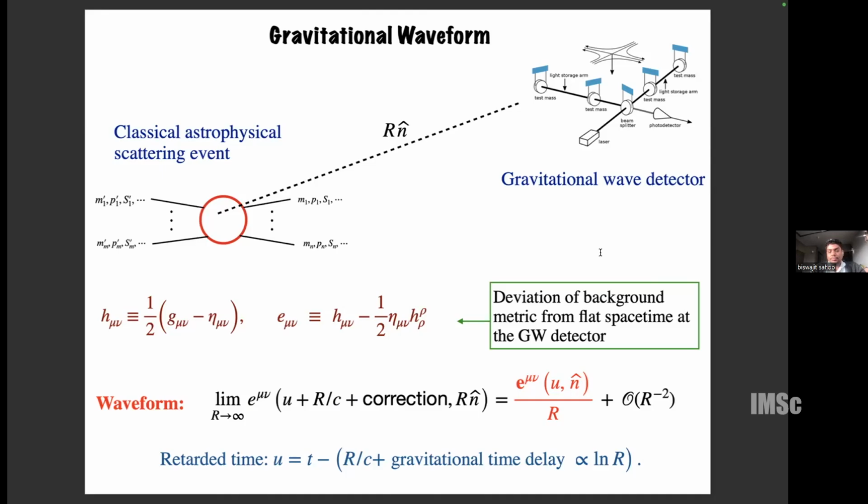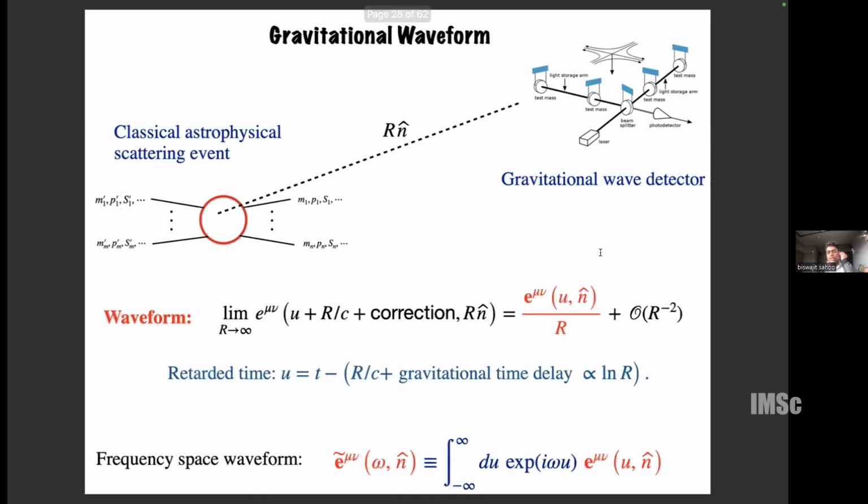Now take this h mu nu at fixed u and take the large radius limit. So, large r expansion. This 1 over r coefficient, which we often call the radiative mode of the gravitational waveform, is what I will call the gravitational waveform, and this will be our interest to determine. It is a function of only the retarded time u and the direction of gravitational emission n hat. Or we can do a Fourier transform in this u variable and go to frequency space.